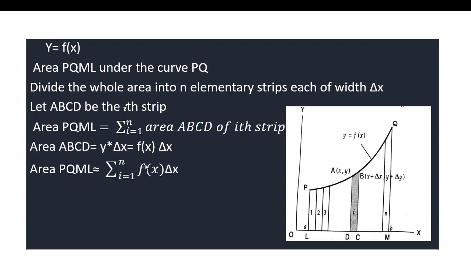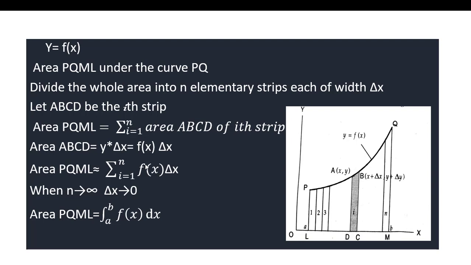Now, for the area of PQML, we have n number of rectangles. The area will be the summation of the areas of all the strips. If we have n number of strips, it means n tending to infinity, a large number of strips, and so delta x tends to 0, which means the width of the strip tends to 0. So the summation sign changes into an integral.